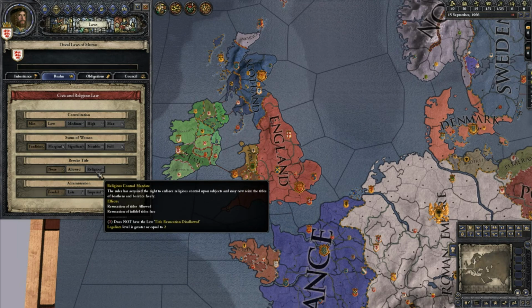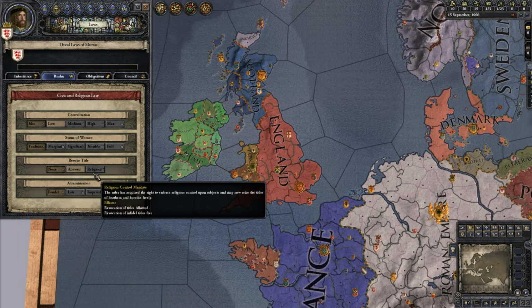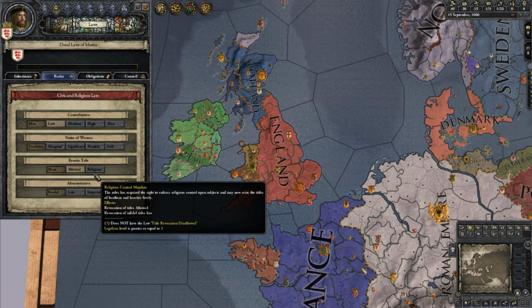And then there's religious control, which is really simple. It's just if somebody is of an infidel religion, so let's say I'm a Catholic, they're Sunni, I can strip their land for free. I won't incur tyranny. This is something to keep in mind more if you are a vassal to someone of a different religion, because if they have religious control mandate, you're always a whim away from losing your title.